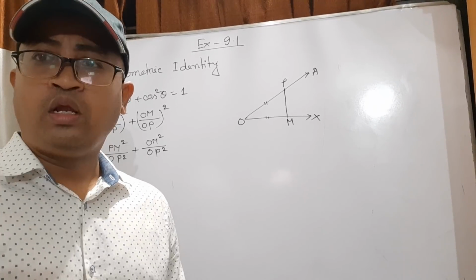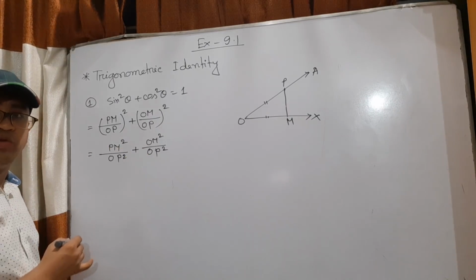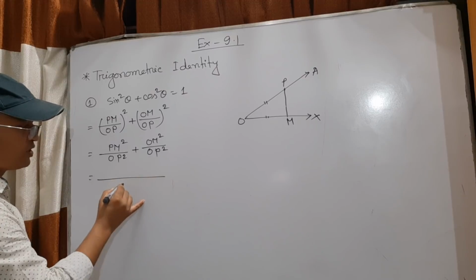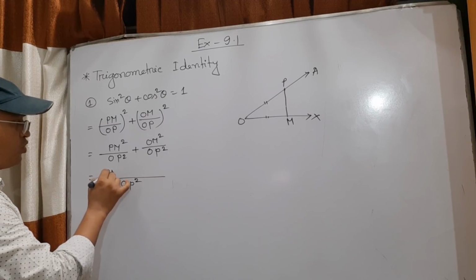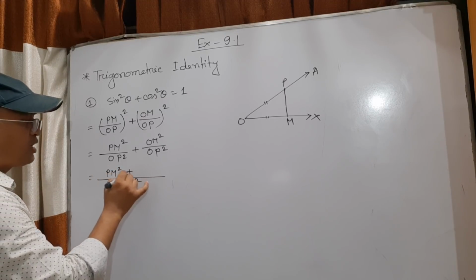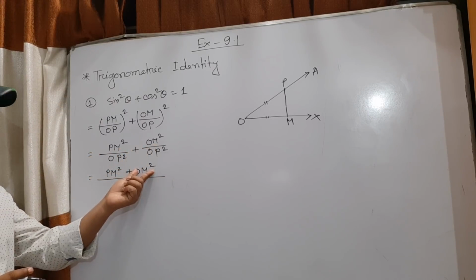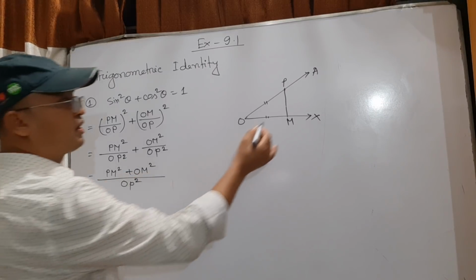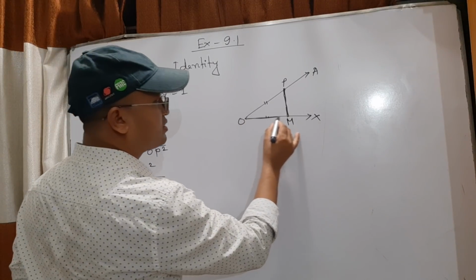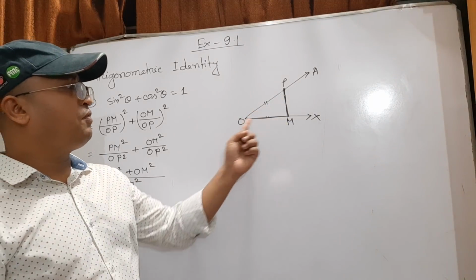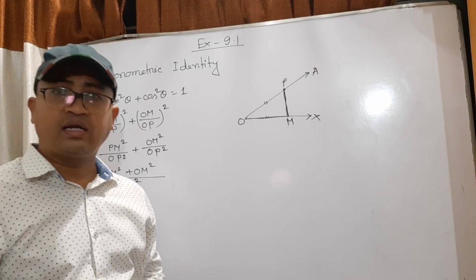Sin theta equals opposite side by hypotenuse, cos theta equals adjacent side by hypotenuse. You should memorize this. Now look, if I add these two, OP square will be the LCM and the numerator will be PM square plus OM square. Now look at the figure again. PM square, that is this side, and OM square, that is this one. Now look, PMO is a right angle triangle.